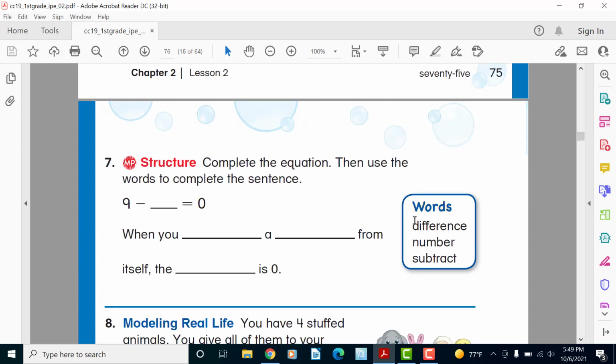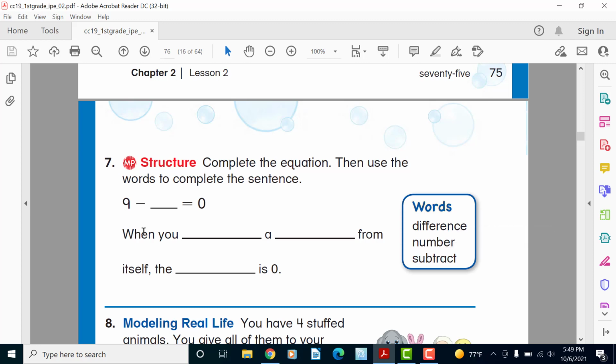All right, so we've had this kind of thing before, right? Complete the equation. All right, here's the equation. 9 minus what makes 0. And then we're going to use the words from the box to do the sentence. So the words are difference, number, and the last one is subtract.